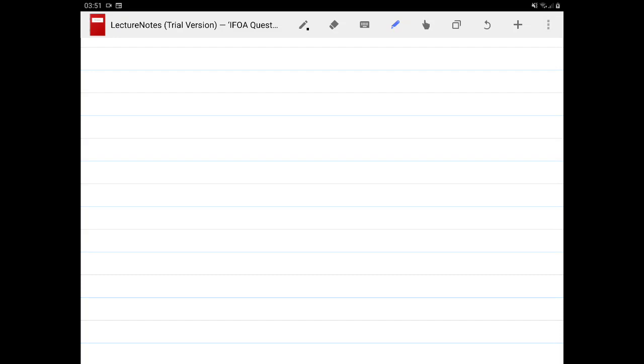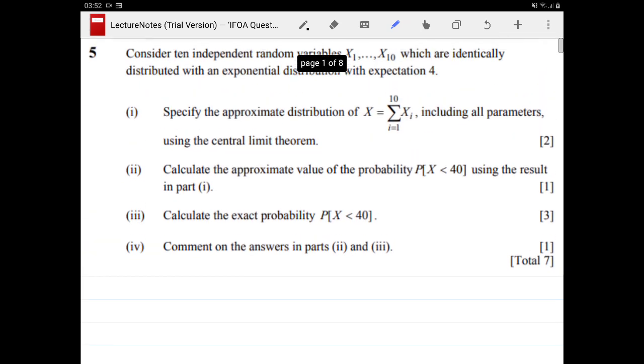Specifically, this question has to do with the central limit theorem as well as the exponential distribution. It's going to be exactly the same as all my other exam question videos. I'll read out the question, give you some time to pause the video and attempt the question yourself, and then come back for the answers. So let's get going. Just a quick info recap: this question is from the 2017 paper in April, and it's question 5.